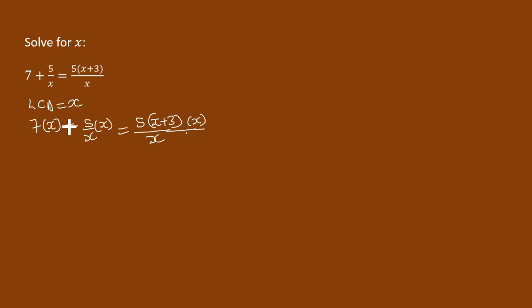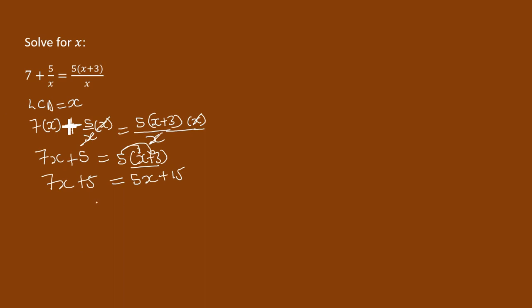So we've multiplied every term in the equation by x, and then x divided by x is 1, x divided by x is 1. We remain with 7x plus 5 is equal to 5x plus 3. And we can remove this bracket, so it's 7x plus 5 is equal to 5x plus 15 after distributing the 5 there.